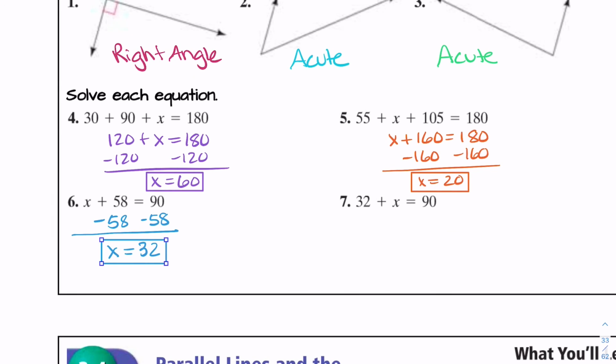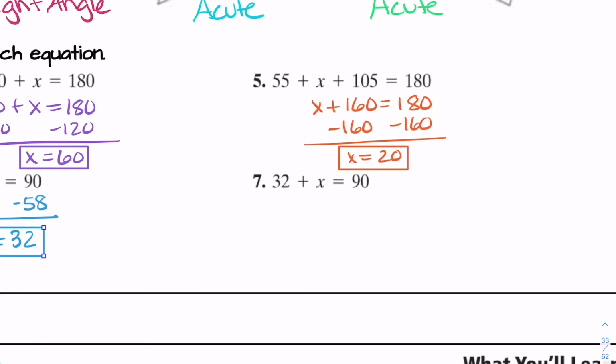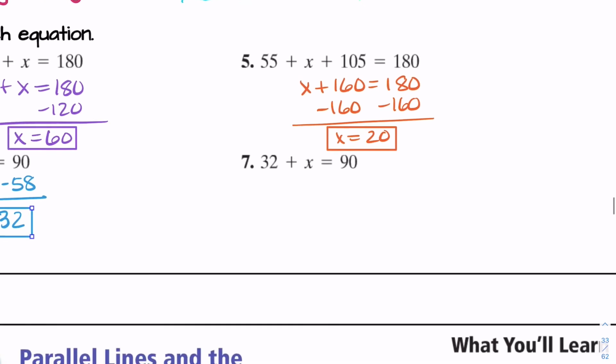And lastly, we have this item here. Let me just move this. We have 32 plus x equals 90, so we're going to take 32 away from both sides. And we get x is equal to 58.